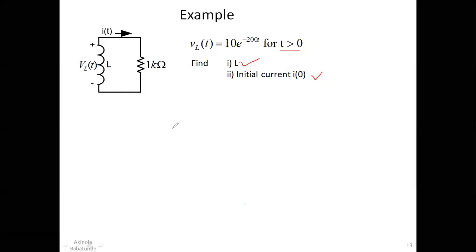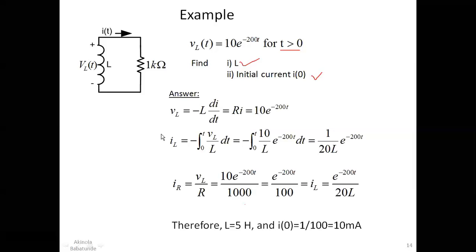Okay, first of all, you know that our VL is equal to minus L di dt. So our voltage induced on the inductance here would be minus L di dt. Don't forget that at the beginning we had said that VL plus VR equals 0. So it simply means that VR will be equal to minus VL from this equation.